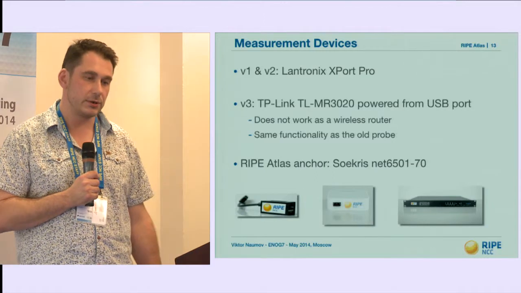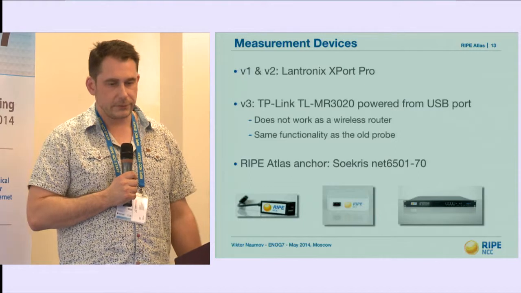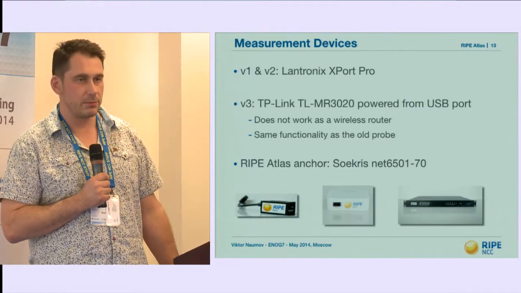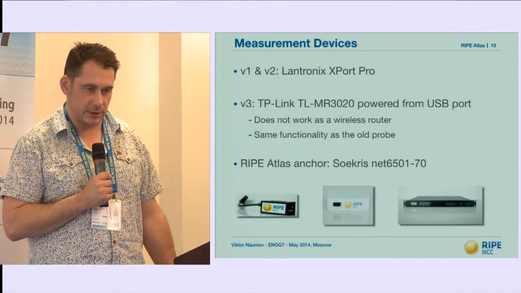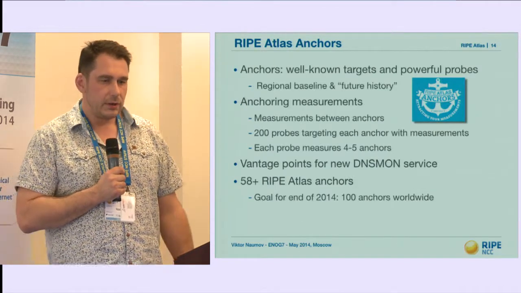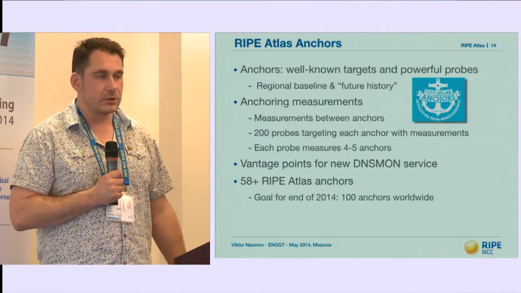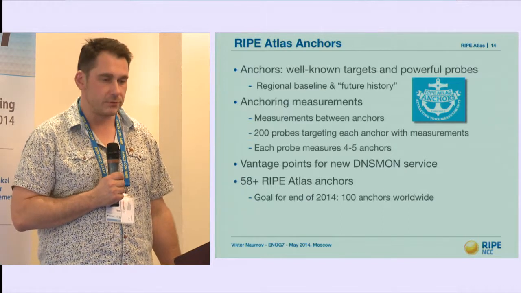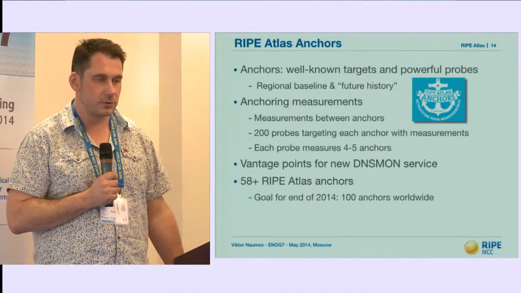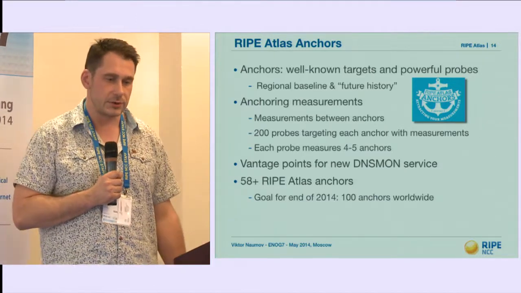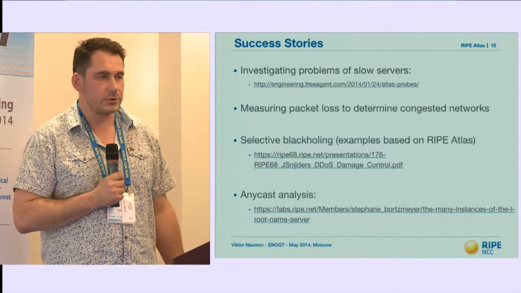The TP-Link router with our software installed, as well as the Anchor server, the RIPE Atlas Anchor, which is a more powerful probe, allowing you to use it as a target. Today we have placed more than 58 Anchor servers. By the end of the year, we will have launched 100 of these Anchor servers.